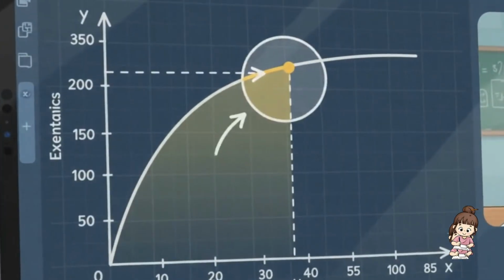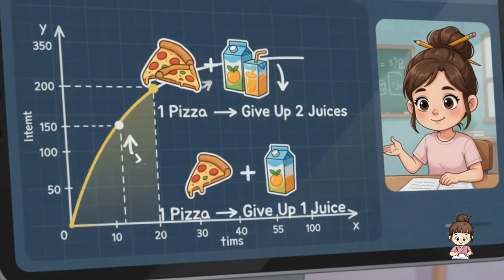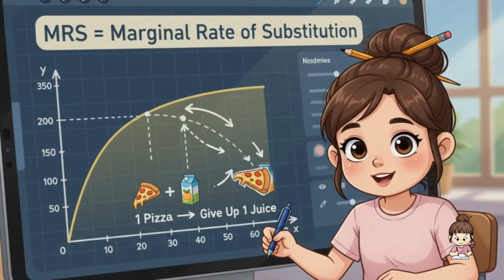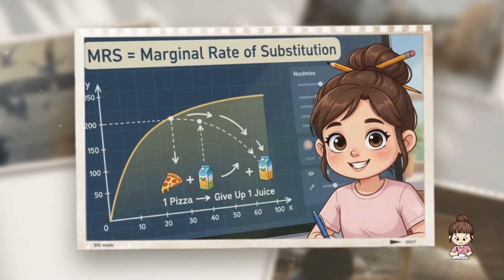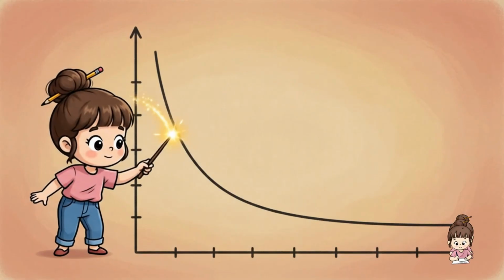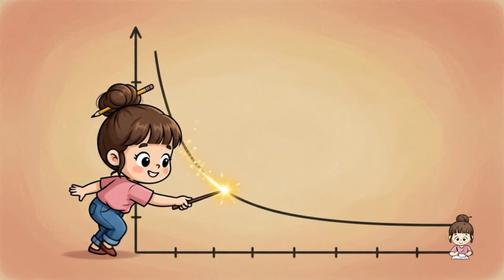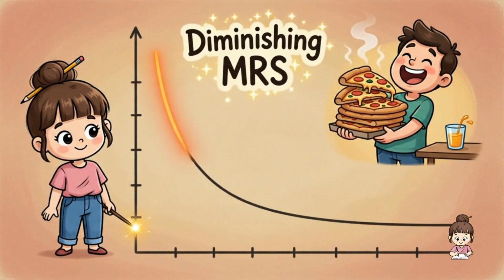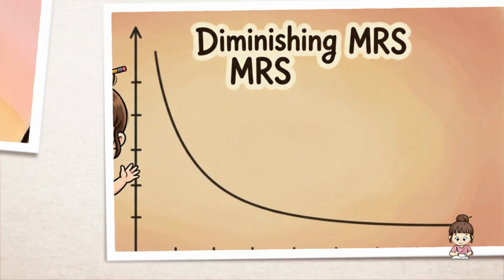This trade-off is called the marginal rate of substitution. It tells us how much of one good the consumer is willing to give up for another while staying equally satisfied. As consumers get more pizza, they're willing to sacrifice less and less juice for another slice. That's why the curve is convex.